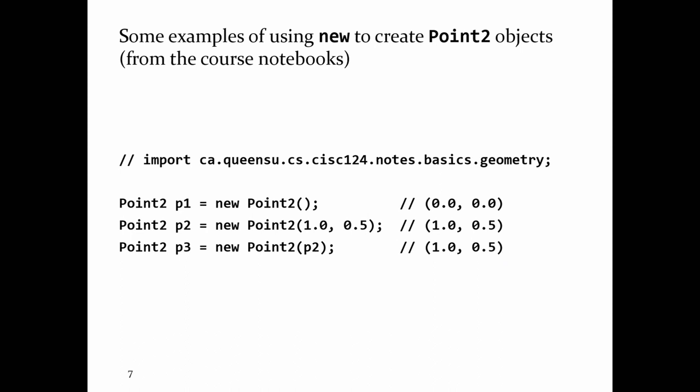They are distinct. Yes? Is it a special feature of Point2 that you can use one Point2 object to construct another one? It is. No, it is.